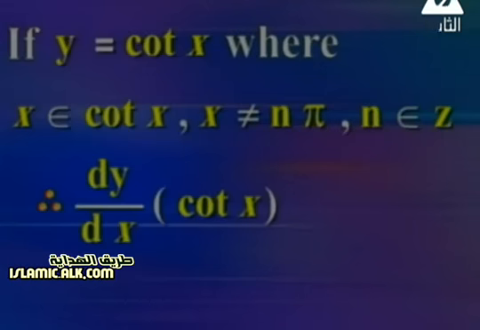Remember, for cotangent x, x does not equal n pi, where n belongs to Z. Therefore, the differentiation of cotangent x equals negative cosec squared x.